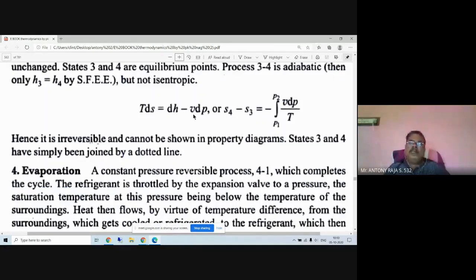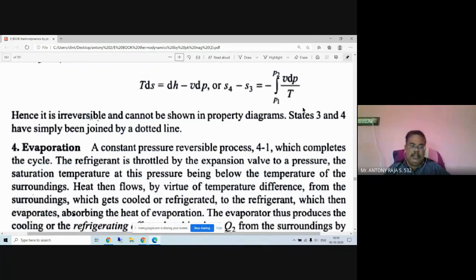Okay. It is a steady flow device, open system. Therefore, work done equation is V into dP. Closed system, piston and cylinder element is P into dV, integral P dV. Here you see that pressure P1 to P2, integral V dP. Okay, V multiplied by dP. So these are the process.